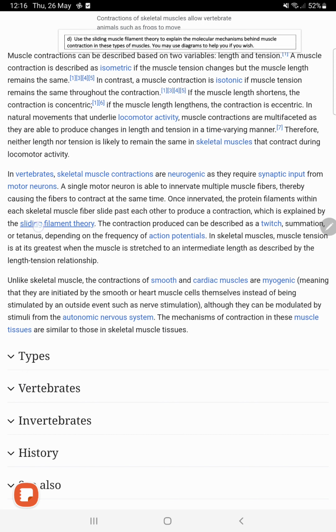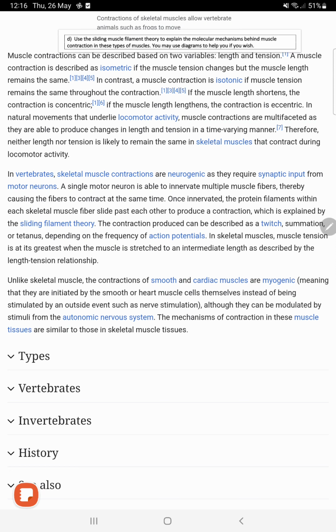Sliding, there we go, sliding filament theory. They've highlighted it very kindly. So, innervate, I think, gives energy, but worth looking up. Once innervated, the protein filaments within each skeletal muscle fiber slide past each other to produce a contraction, which is explained by the sliding filament theory.